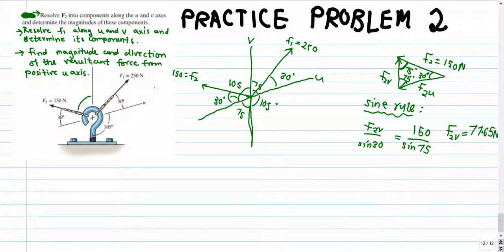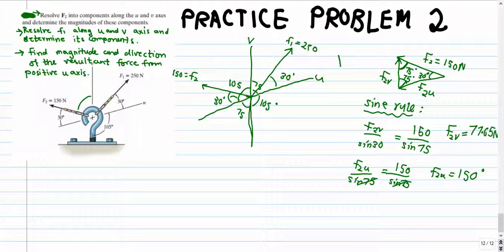Similarly, applying this sine rule for the other component, we get F2U over sine of 75 should be equal to 150 over sine of 75. Sine of 75 cancel each other out, so we get F2U equals 150 newtons. Let's do the same procedure for the other force, which is F1.